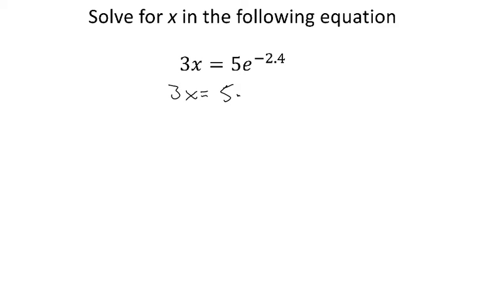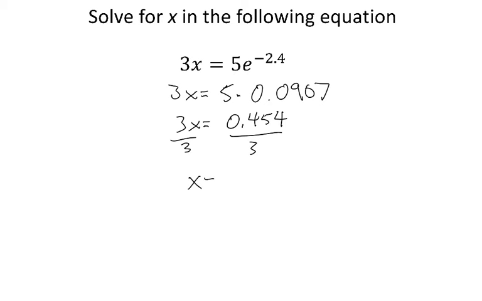And when I do e to the negative 2.4, I get 0.0907. All right, and so if I multiply that times 5, I get 0.454. And then the last thing to do to solve for x, I'll divide both sides by 3. And so I get x to be 0.151.